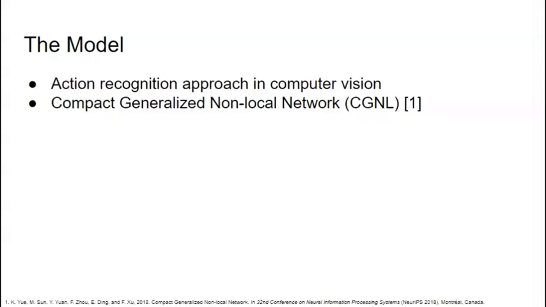As a starting point for our work, we chose to use an action recognition approach called the Compact Generalized Non-Local Model, or CGNL. This model is one of the more recent successful action recognition approaches in computer vision. We use the CGNL model without any eye gaze data incorporated into it as the baseline to compare our gaze featurization approaches to.